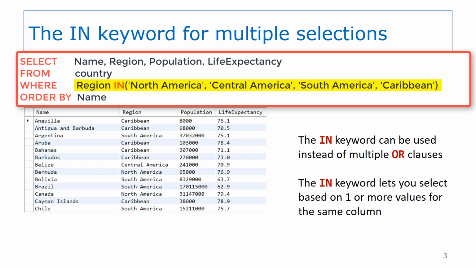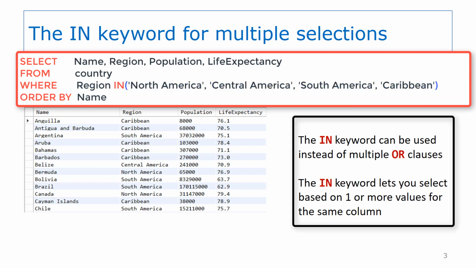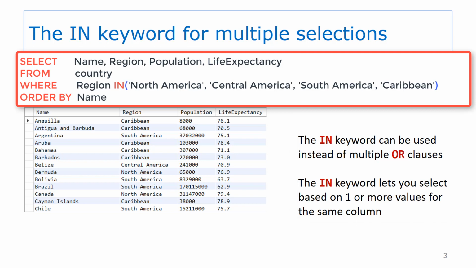The values in the list don't have to be on the same line as shown here. You can split up the list over multiple lines if you want to. As you can see, the in keyword and list of values takes the place of multiple or clauses. You can also use in with a numeric column and a numeric list of values.